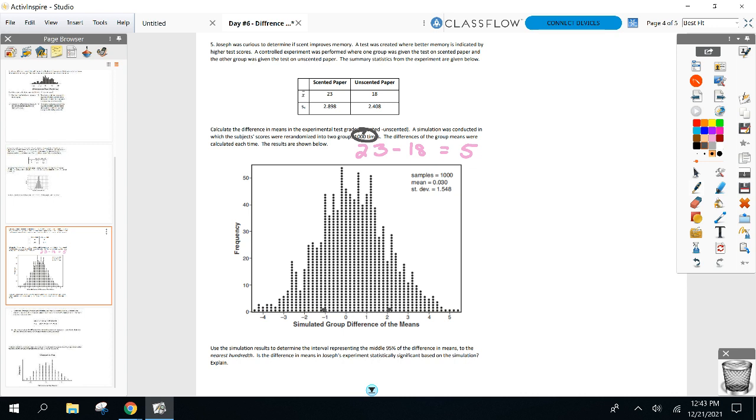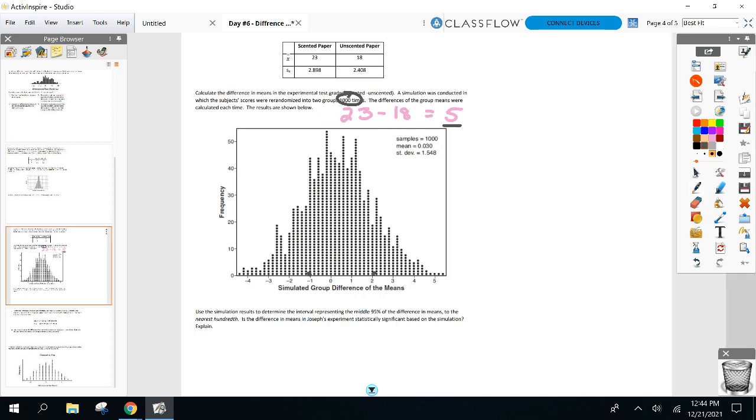Where does this 5 fall? Is it by random chance or is it really an unusual number no matter how I made the groups? That's what we need to test right now. And how are we going to test it? Does it fall within the confidence interval or not? Where does 5 fall? Inside or outside? So let's test that right now. Does 5 fall inside or outside our confidence interval?